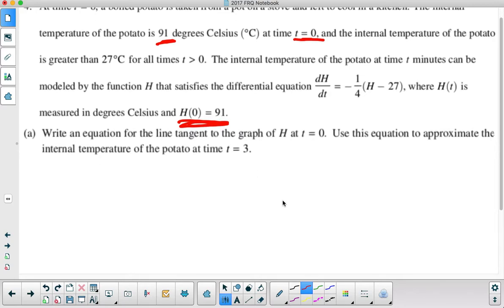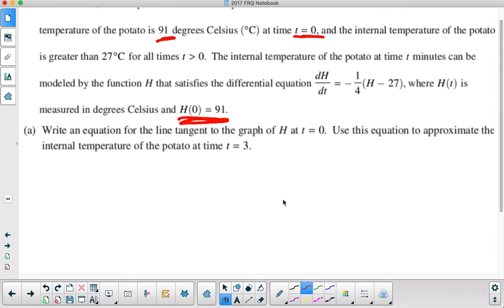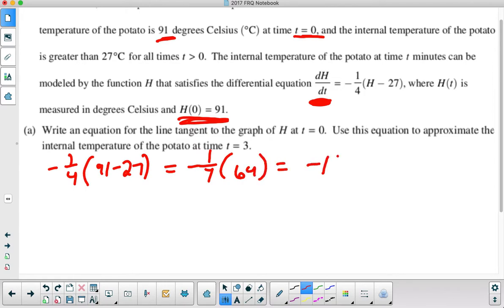So we want to write an equation for the line tangent to the graph of H. Tangent is derivative. We already have a formula for the slope. It's right there. So what we need to do is plug those values in and see what we get. We got negative 1/4 times H, which is 91 minus 27. This is non-calculator, so keep that in mind. 91 minus 27 is 64. Negative 1/4 times 64 gives you negative 16. So that's your slope.